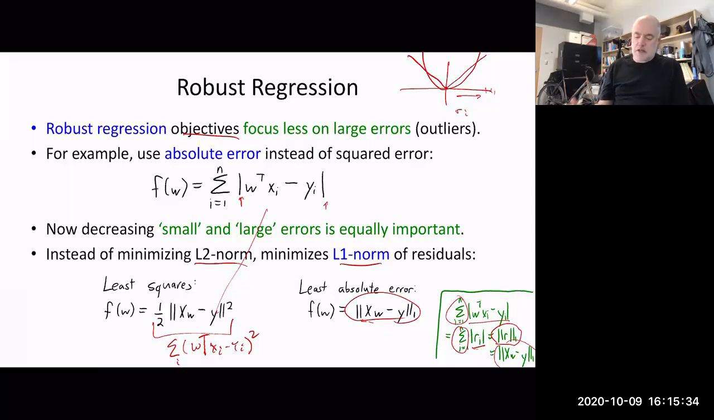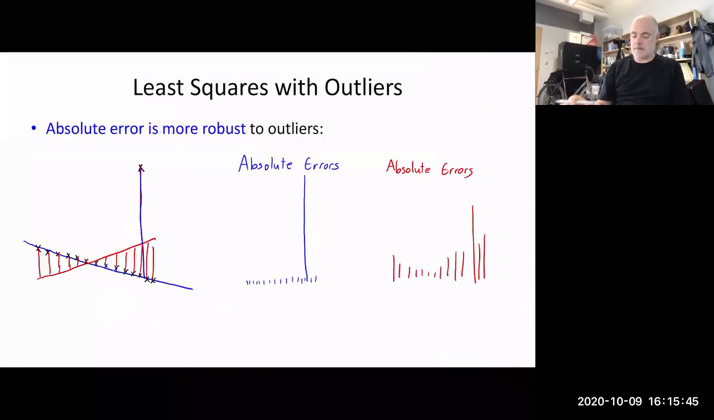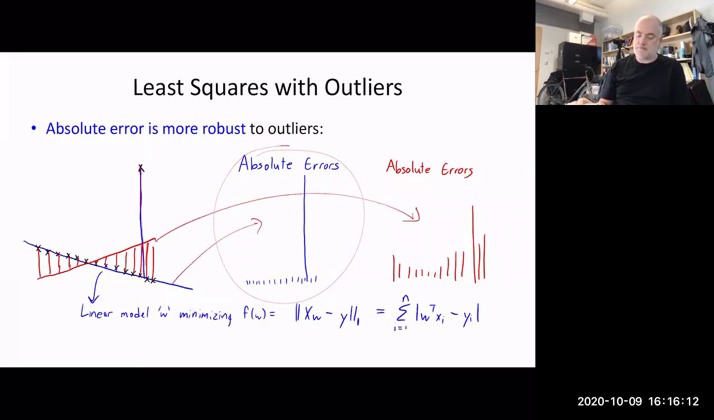So if we look at the L1 norm of the residuals, there's a correspondence between these two. We're just going to penalize residuals linearly rather than quadratically. So the absolute error is more robust to outliers. Here is the absolute error of the red fit, and here is the absolute error of the blue fit.